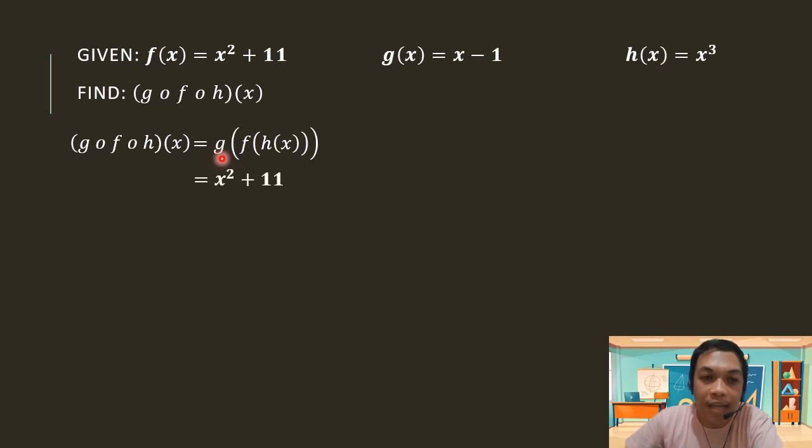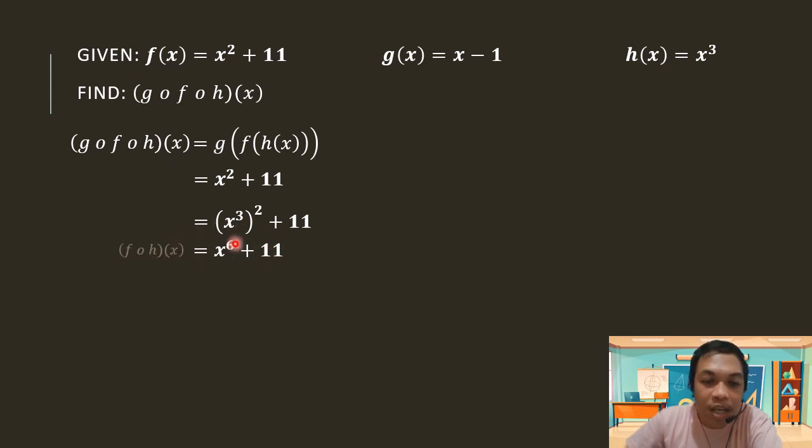Our f of x is x squared plus 11. We substitute h of x into its variable x, that is x cubed. It will become x cubed raised to 2 plus 11. Performing the indicated operation, x raised to 3 raised to 2 is equal to x raised to 6. So we have x raised to 6 plus 11.